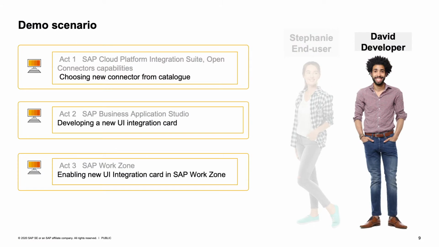Now, after we had a look at Stephanie's life and how SAP WorkZone helped her with that, I would like to introduce you to David. He first chooses a new connector from a catalog because he wants to develop a new UI integration card. Then he develops the new UI integration card in the Business Application Studio. And third, he will enable the new UI integration card in SAP WorkZone.